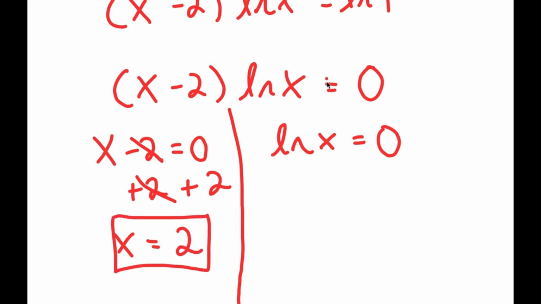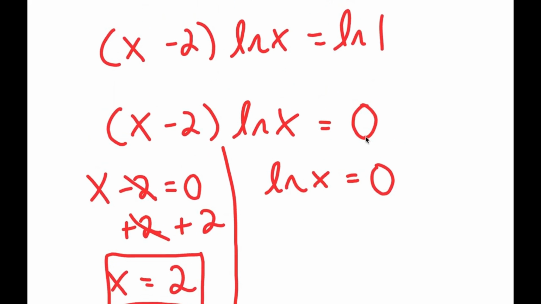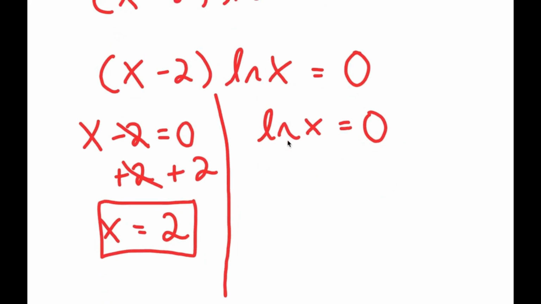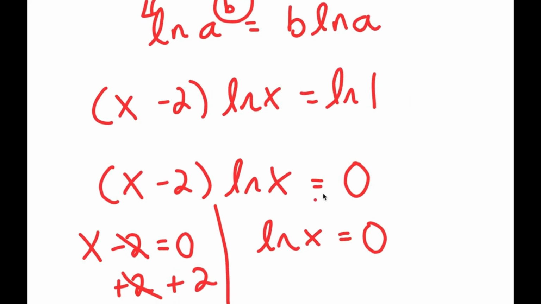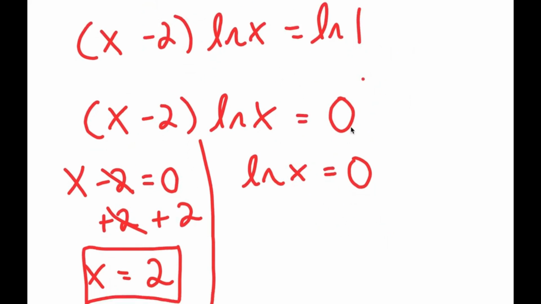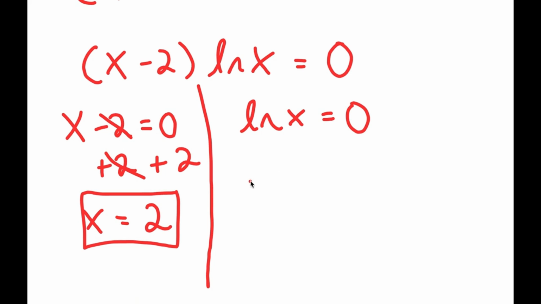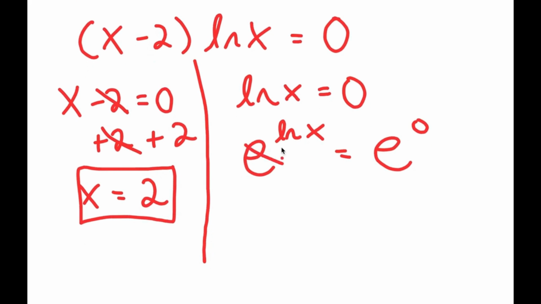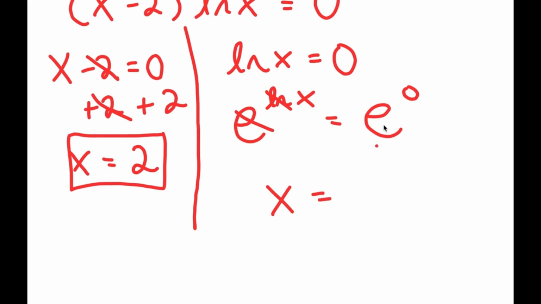Now, for my second equation, I have ln of x equals 0. And this is basically asking ln of what is equal to 0. And, well, we already know ln of 1 is equal to 0, but what if we didn't know this? Well, what we can do is take e to the power of both sides. So I have e to the power of ln x is equal to e to the power of 0. And e and ln, these two cancel out. So I get x is equal to e to the power of 0, which is 1.